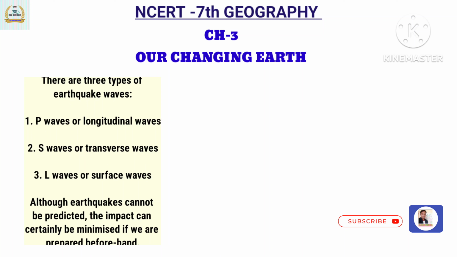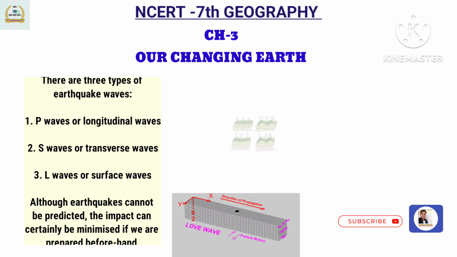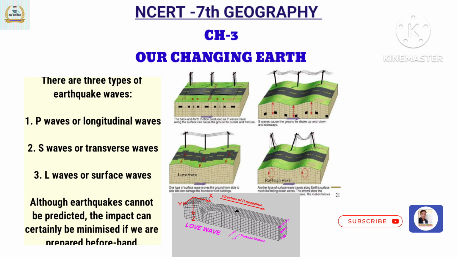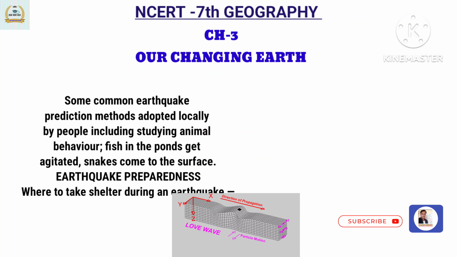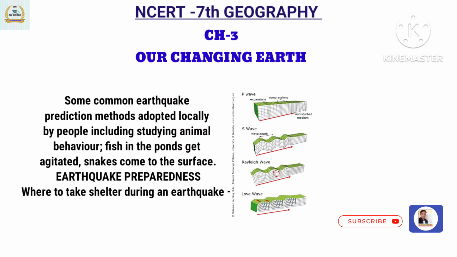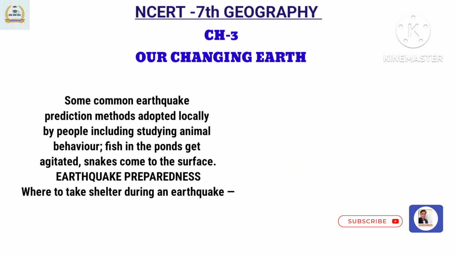Although an earthquake cannot be predicted, the impact can certainly be minimized if we are prepared beforehand. There are some common earthquake prediction methods adopted locally by people, including studying animal behavior, such as fish in ponds getting agitated and snakes coming to the surface when an earthquake comes. Earthquake preparedness means knowing where to take shelter during an earthquake.